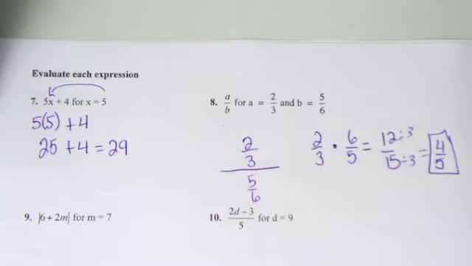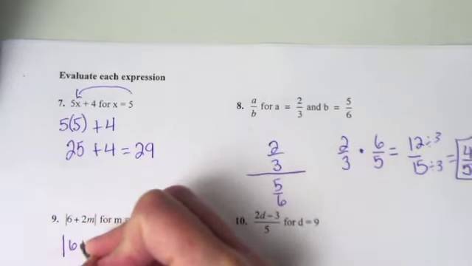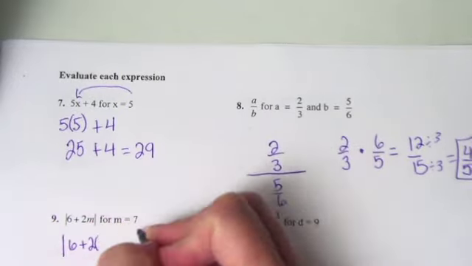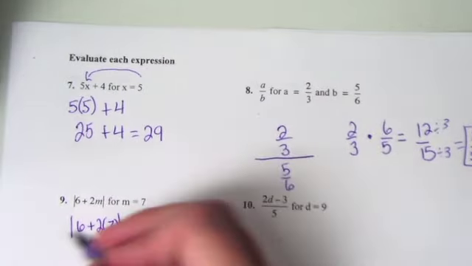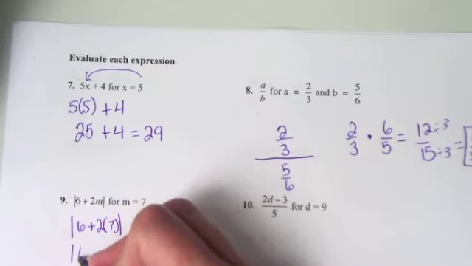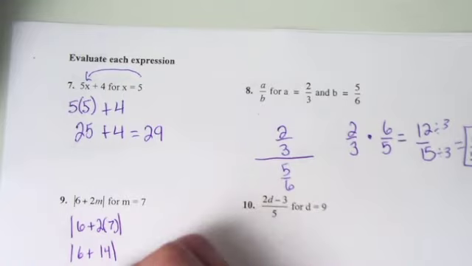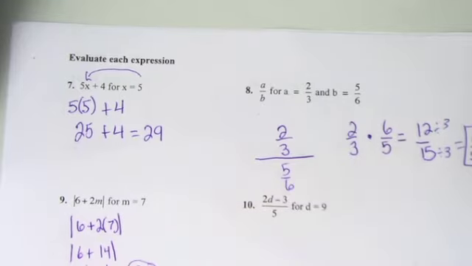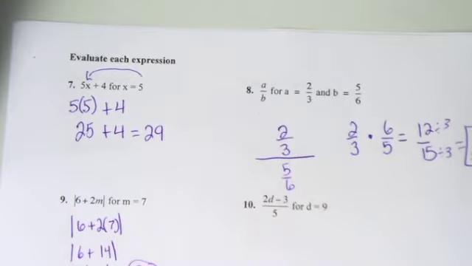All right, let's go ahead and look at number 9. We've got some absolute values to contend with here. 6 plus 2, remember I'm going to put parentheses around what I'm plugging in, which is 7. All right, so we have the absolute value of 6 plus 2 times 7 is 14. So we get the absolute value of 20, which equals just 20. The only time the absolute value makes a huge difference is if that had been negative 20, it would have made it 20.